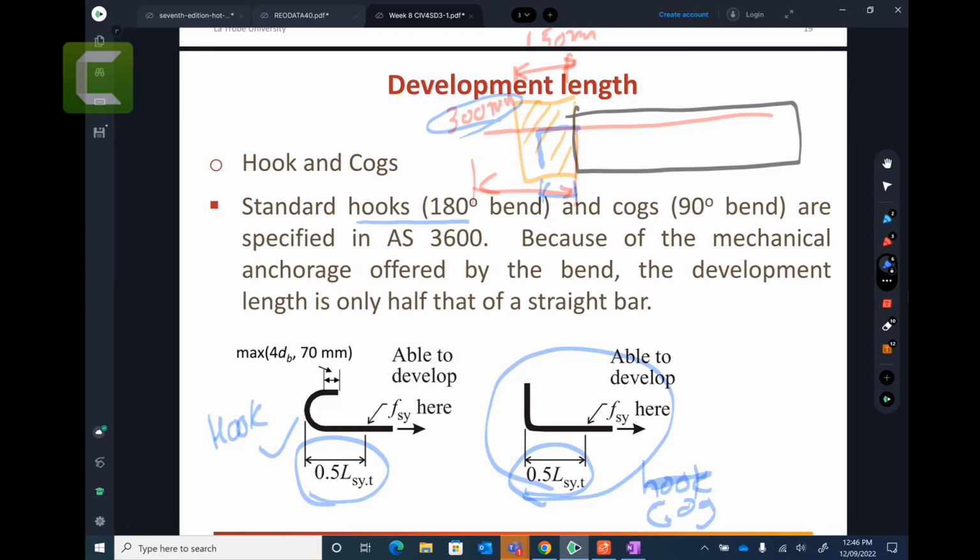And it's always a good idea to have this cog and hook, because it will provide more mechanical anchorage. As you can see, they are providing more mechanical anchorage offered by the bend, right? So yeah, it is a good practice to use the hook and cog. On the one hand, if you don't have enough room, it allows you to create the enough development length. If you don't have enough room, then you can use this cog and hook.